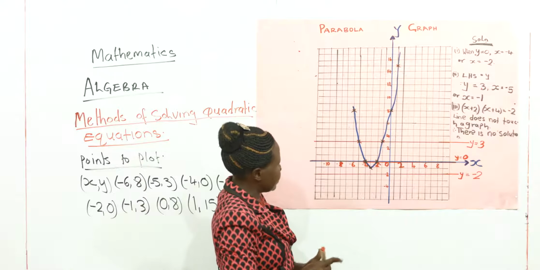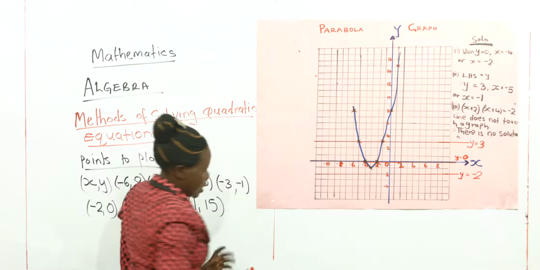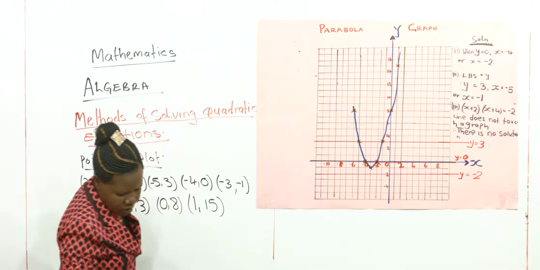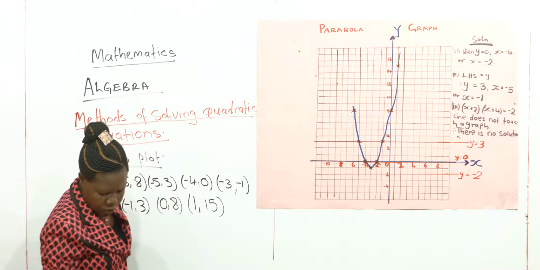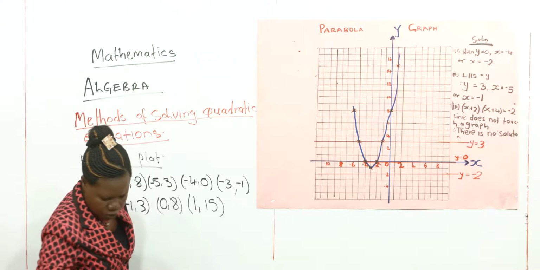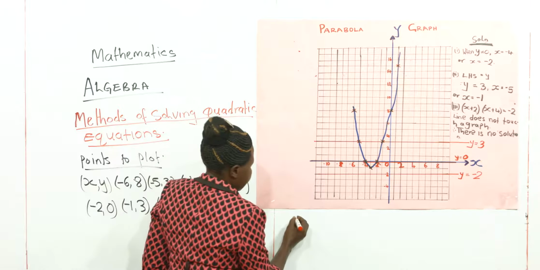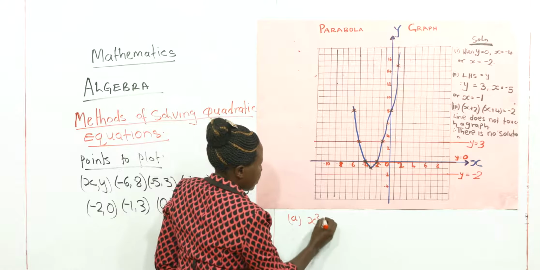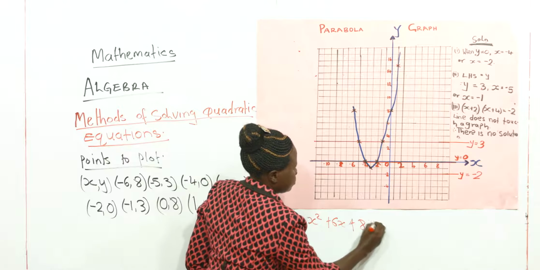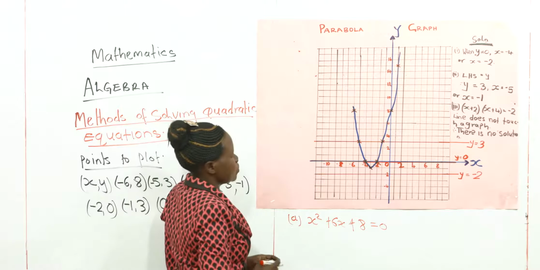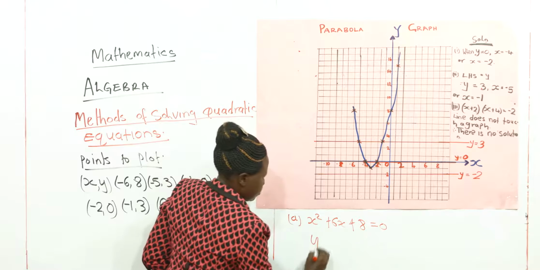And then after plotting your graph, you now come to your questions. Our question was: use your graph to do what? To find the values of x for part A, it was x square plus 6x plus 8 equals 0. So if you are to use your graph here, it means that y is equal to what?